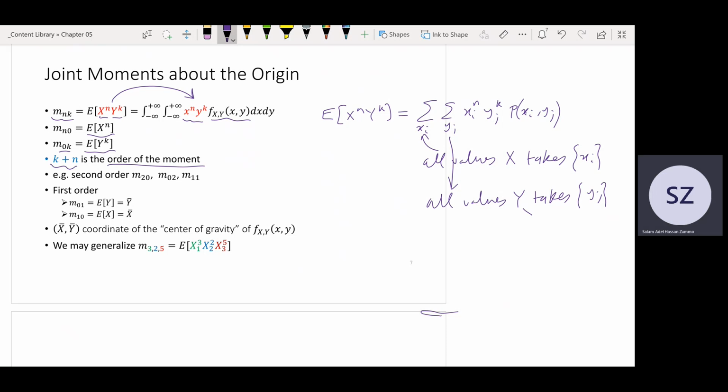For the single random variable, m sub n, n was the order. Over here, we have n and k, so n plus k is the order of the moment. Now, the second moment of a single random variable is the expected value of x squared. Here, when we say second joint moment, you don't have just one. You can have 2, 0, 0, 2, or 1, 1.